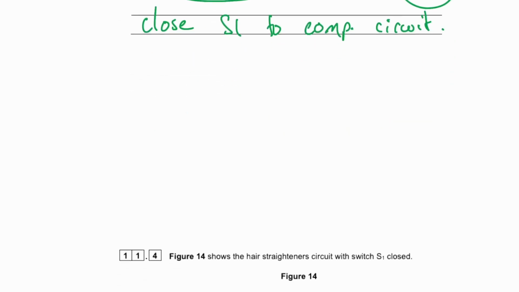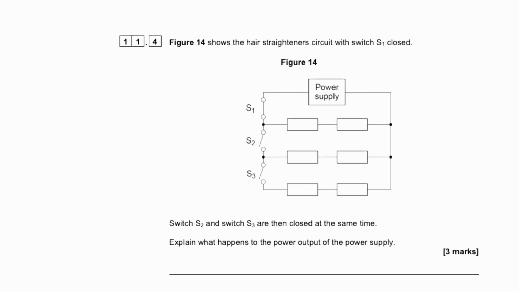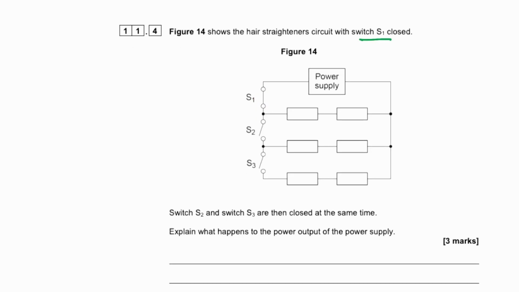Okay, so moving on to the second part of this question. Now we're given figure 14, and it says it shows a hair straightener with switch S1 closed. So you can see now S1 has been closed, just like we suggested before. This time, however, switches S2 and S3 are open in this configuration. Then we're told switches S2 and S3 are closed at the same time. Explain what happens to the power output of the power supply.